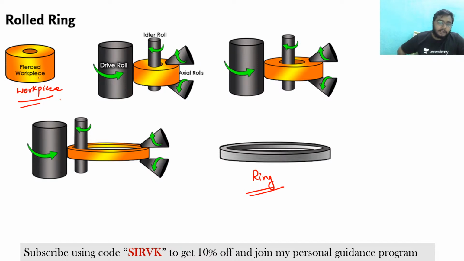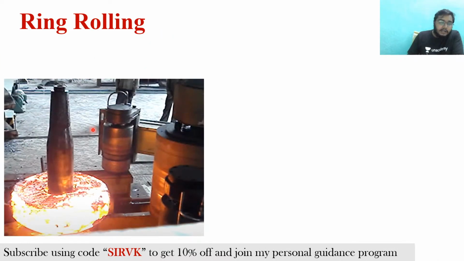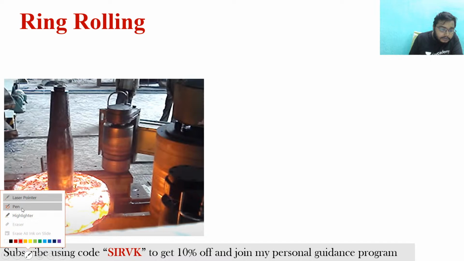So what exactly are we doing? This pierced workpiece is fed in here. This is known as the idler roll. First of all, understand this process. Let me give you the example. This is an example of what is really happening in the industries. Try to understand by these figures what exactly is happening in the industry. See, this is the idler roll.